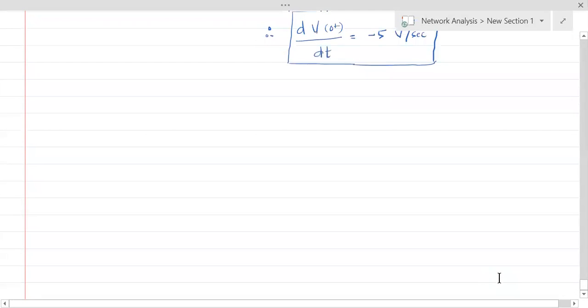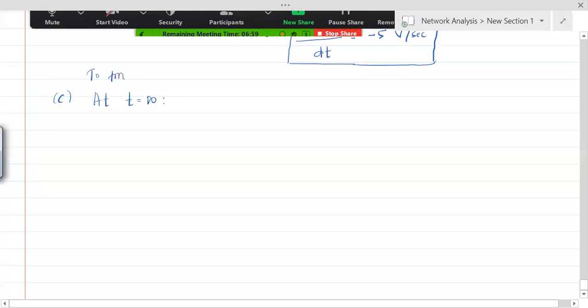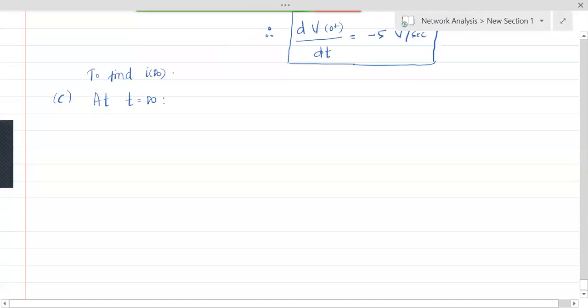Everybody, sub question C. What's happening there at t equal to infinity? Why are we doing this? To find I of infinity and V of infinity. So at what time do you need to do this? We need to do this at t equal to infinity.